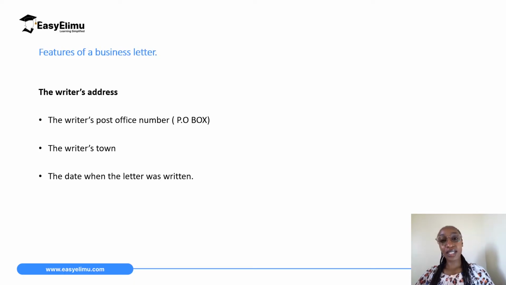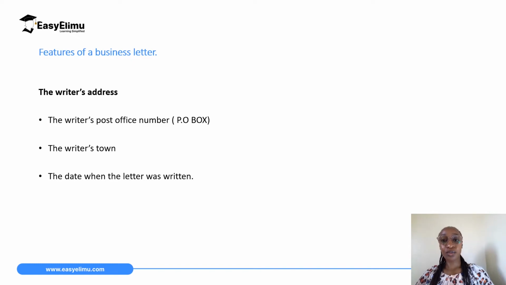So a business letter falls in the category of formal letters. So a business letter is a formal letter and it has certain features, or there are certain things that when you just look at it, you can say that this is a business letter, and that is what we are going to look at. The first feature is that it has the address of the writer, the person writing the letter.